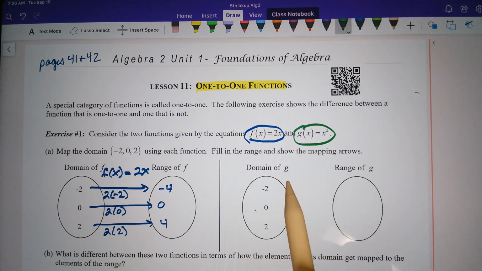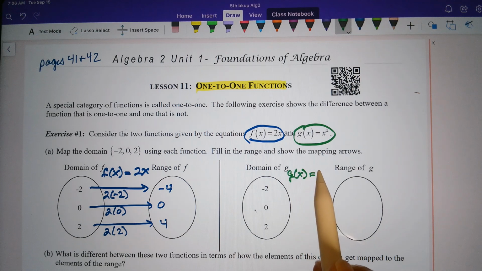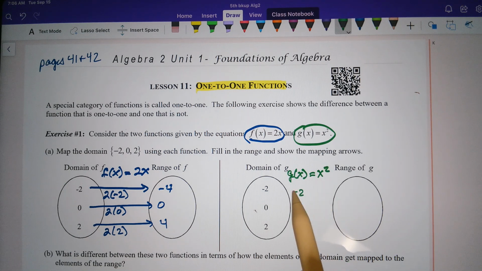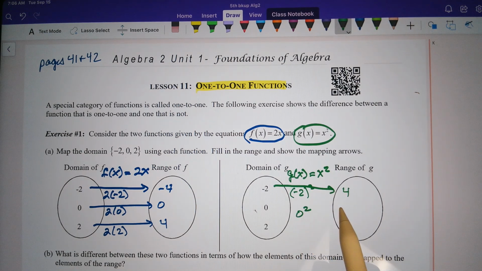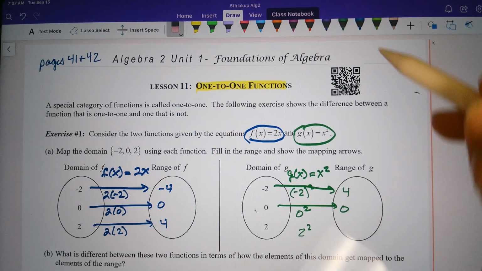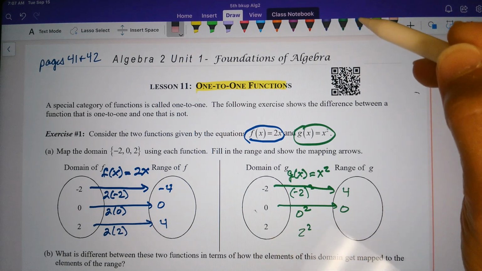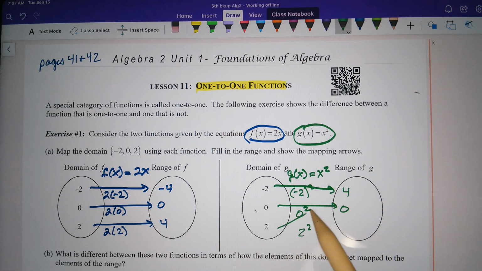And g of x is equal to x squared, taking -2 and replacing it in for x. -2 squared is 4, so -2 maps to 4. Putting 0 in for x, 0 squared is 0, 0 maps to 0, and evaluating g of x for 2, 2 squared is 4, which we already have. So 2 maps to 4.